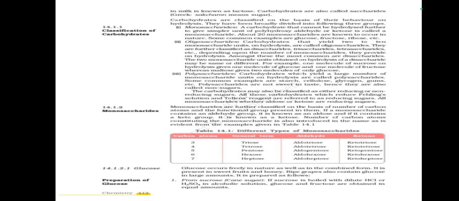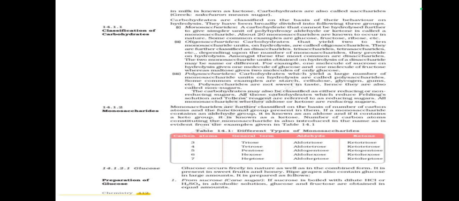Classification of carbohydrates. Carbohydrates are classified on the basis of their behavior on hydrolysis. They have been broadly divided into the following three groups: monosaccharides, oligosaccharides, and polysaccharides. First, a monosaccharide: a carbohydrate that cannot be hydrolyzed further to give a simpler unit of polyhydroxy aldehyde or ketone is called a monosaccharide. About 20 monosaccharides are known to occur in nature.